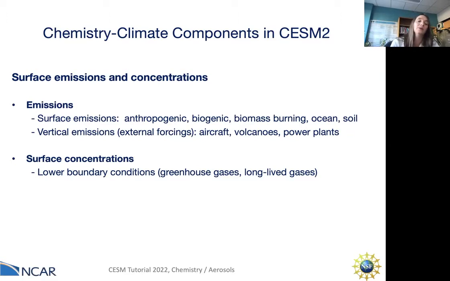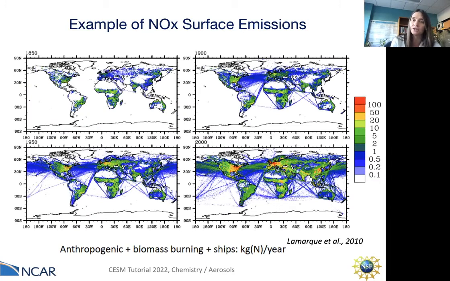And then we have the second part, which is the surface concentrations, and we call those the lower boundary conditions, which is basically concentrations we fix at the surface, like greenhouse gases and other long-lived gases. I'm giving now two examples. This is an example for surface emissions, for example, NOx. And what you can see is that these emissions are prescribed and they are changing. Here we have, for instance, 1850, 1900, 1950, and 2000, and you see how the emissions are changing. More and more anthropogenic effects are visible, for instance, from pollution as well as from the shipping sector.